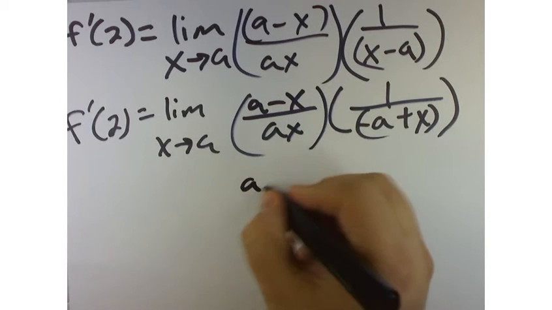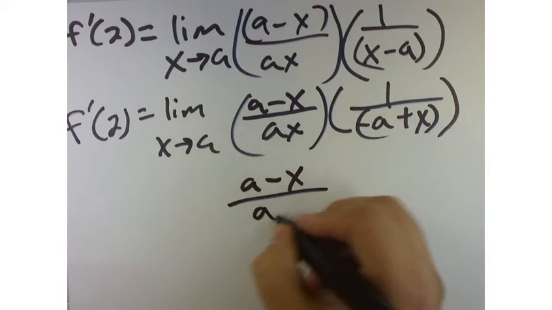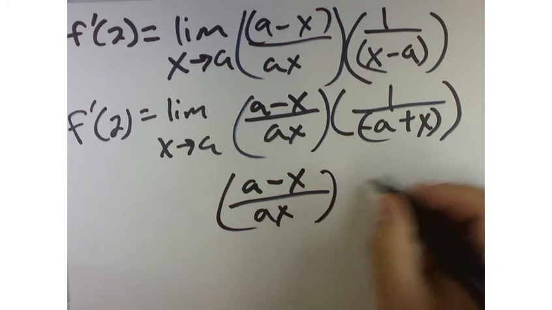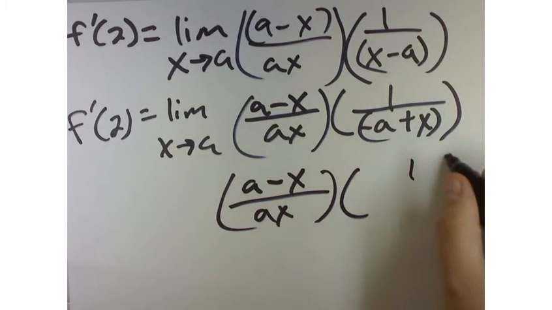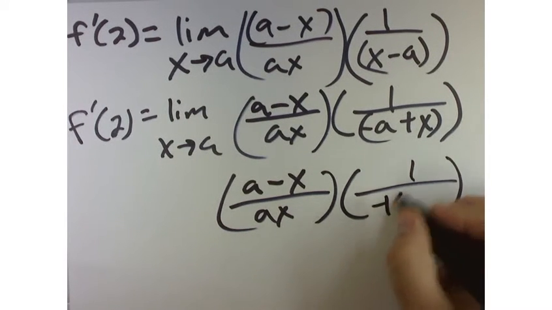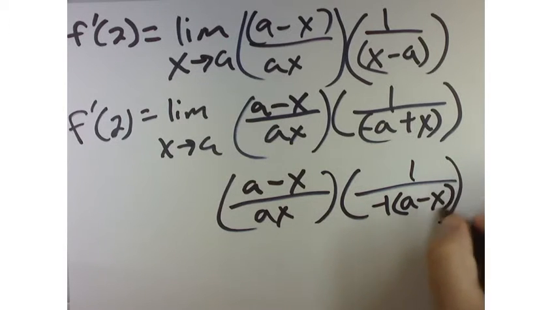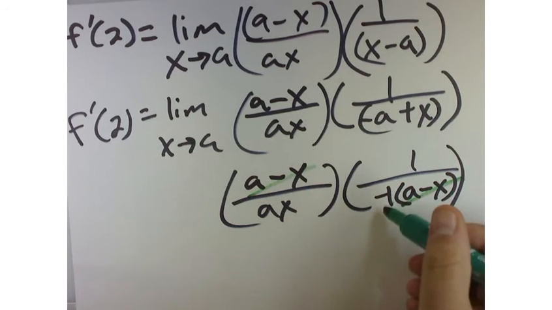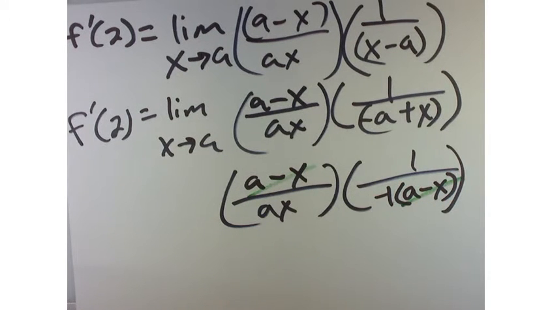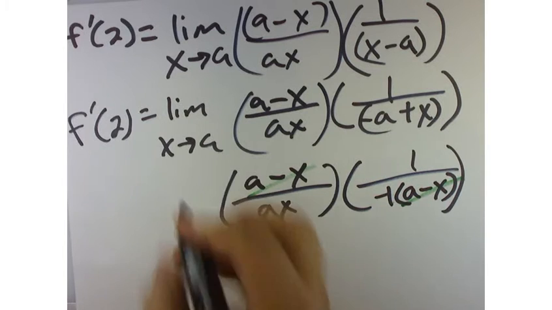If I say a minus x over ax times the quantity 1 over, if I factor out a negative 1, this is a minus x. Does that make sense? So now that I've done that, I can cancel the a minus x. Notice that that negative 1 is still on the bottom though. I can't cancel out the negative 1, it has to remain.